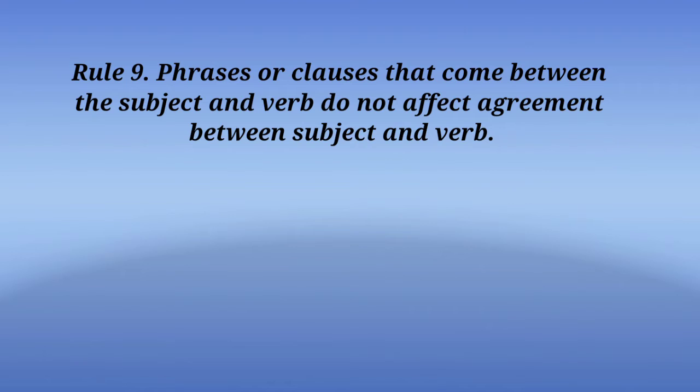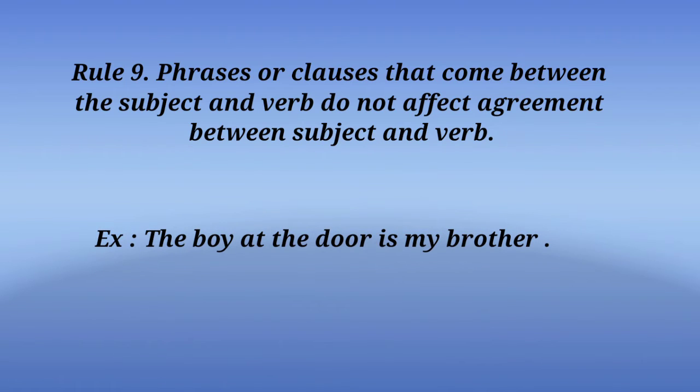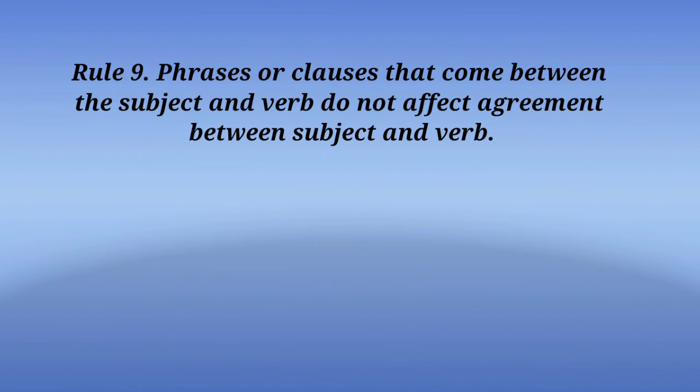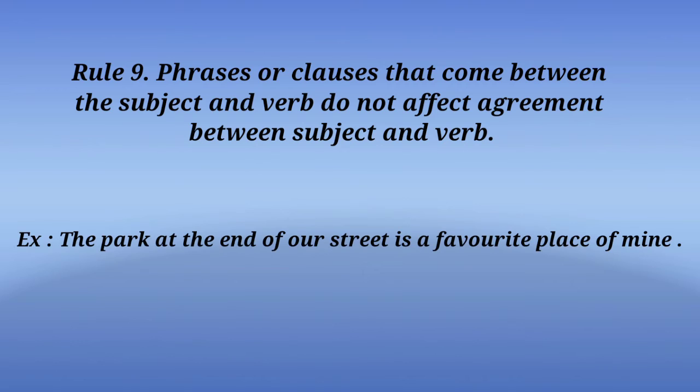Now look at another example. The boy at the door is my brother. Here the singular verb is agrees with singular subject boy, and at the door is a prepositional phrase. Look at another example. The park at the end of our street is a favorite place of mine. Here the singular verb is agrees with the singular subject park, while at the end and of the street are two prepositional phrases.